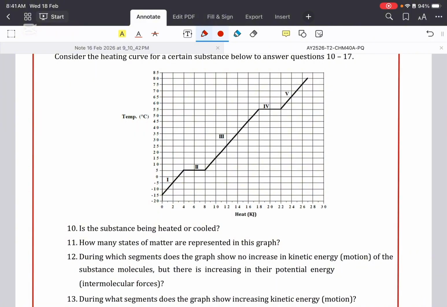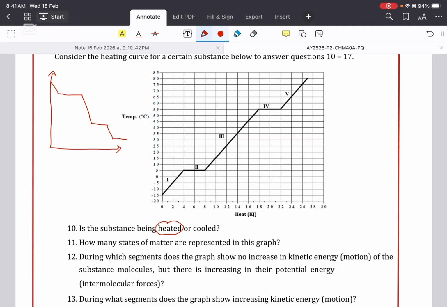Is the substance being heated or cooled? Since the graph is going up, the substance is being heated. If I see a graph like this, the substance is being cooled.